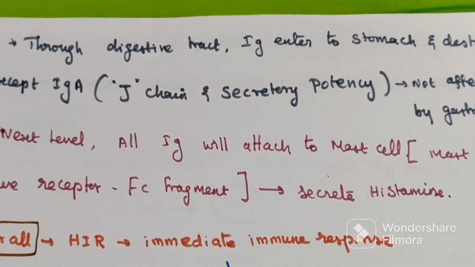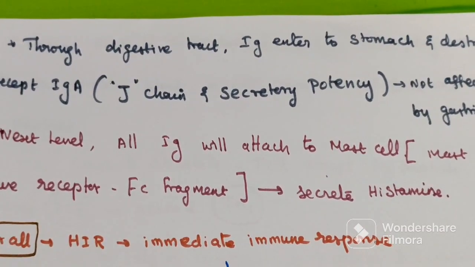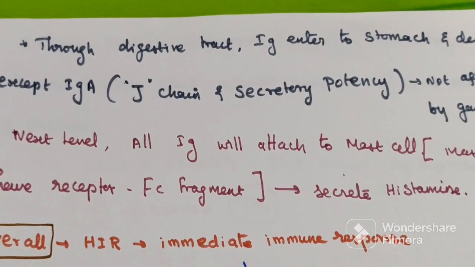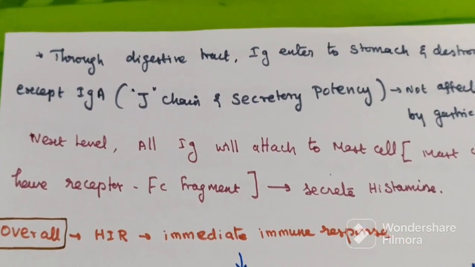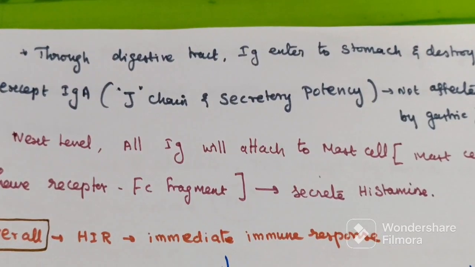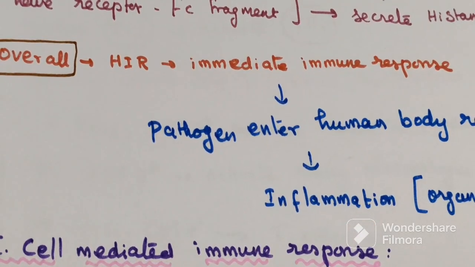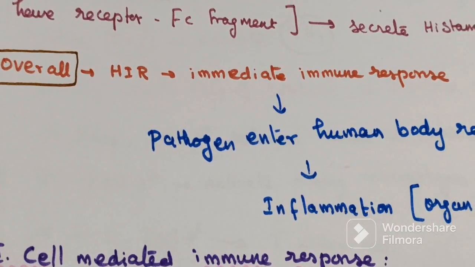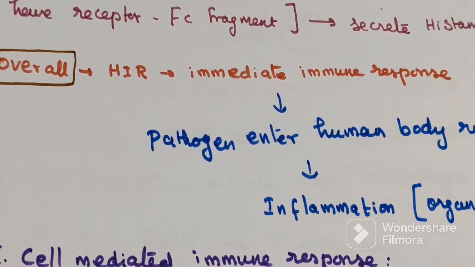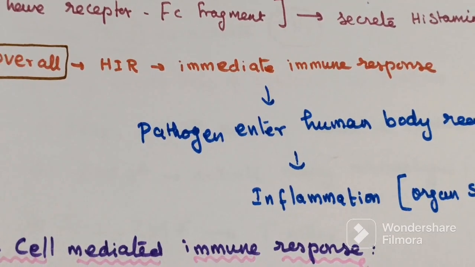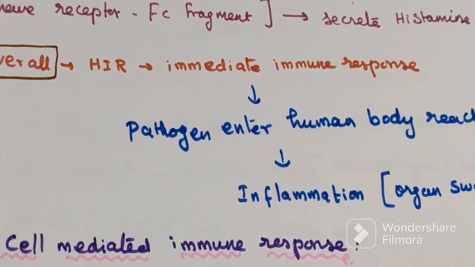So through the digestive tract it will reach the stomach. After that it will be destroyed except IgA. Then next level, all the immunoglobulins will attach to mast cells. So overall humoral immune response: whenever foreign particles come, macrophages inhale those foreign particles.